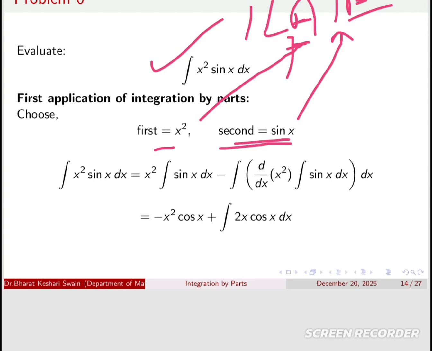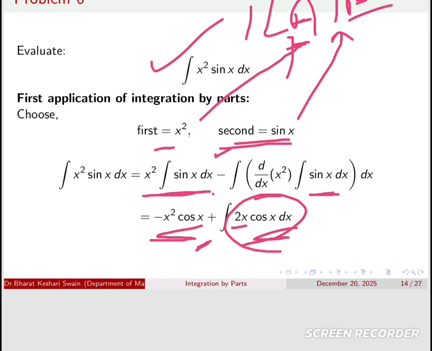Clear? And then apply the rule as usual: first into integration of second, then derivative of x square, integration of sin x. Integration of sin x is minus cos x, so it is minus x square cos x, and the derivative of x square is 2x, integration of sin x is, we know, minus cos x. So minus cos x, and again minus is there, therefore it is plus 2x cos x dx. Now again, to integrate this, we have to apply the by parts formula.